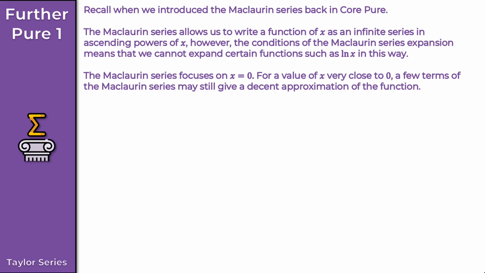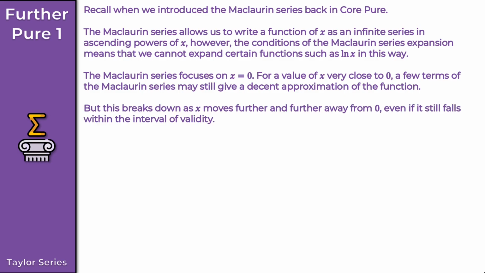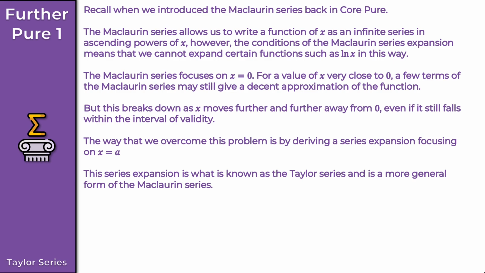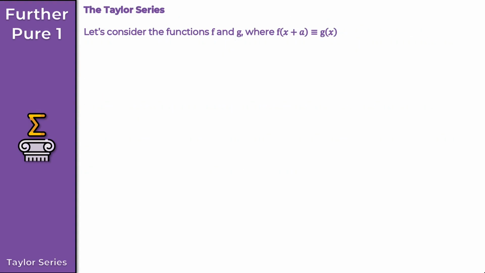Now the Maclaurin series focuses on x equals 0. But for a value of x very close to 0, a few terms of the Maclaurin series may still give a decent approximation of the function. But this breaks down as x moves further and further away from 0, even if it still falls within the interval of validity. So the way that we overcome this problem is by deriving a series expansion focusing on x equals a. This series expansion is what is known as the Taylor series, and it is a more general form of the Maclaurin series.